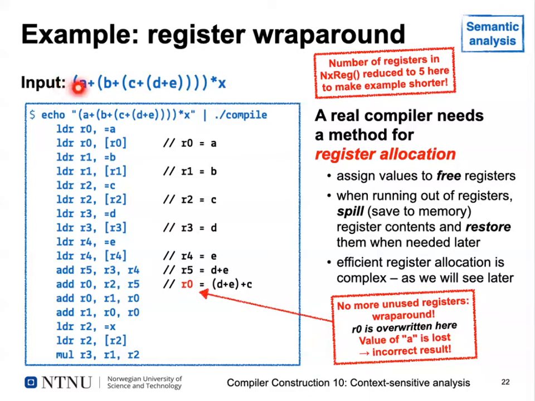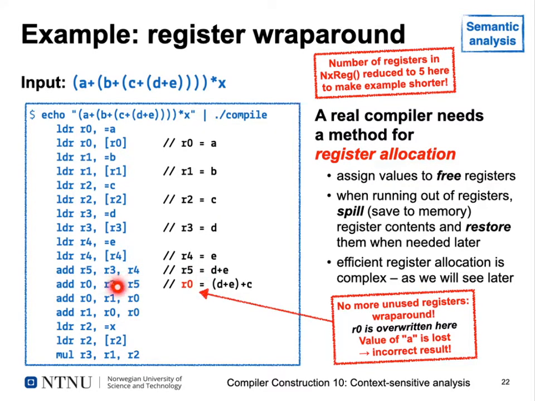And if we have an input like this, a plus, bracket b plus, bracket c plus, bracket d plus e, four closing brackets, times x, we would need R0 to store the value of a, R1 to store the value of b, R2 to store the value of c. Then we need R3 to store the value of d, R4 to store the value of e. Then we can finally start evaluating d plus e. So we need R5 to store the contents of d plus e.